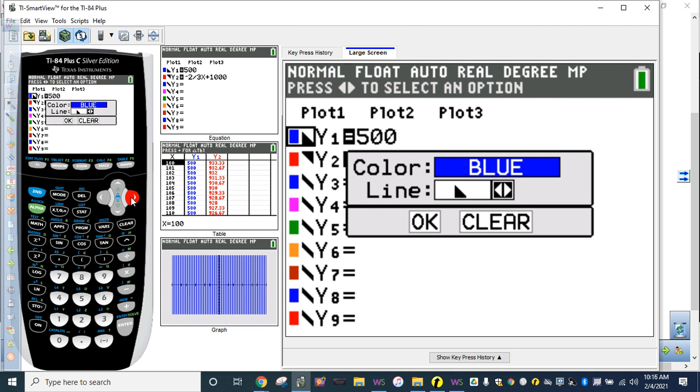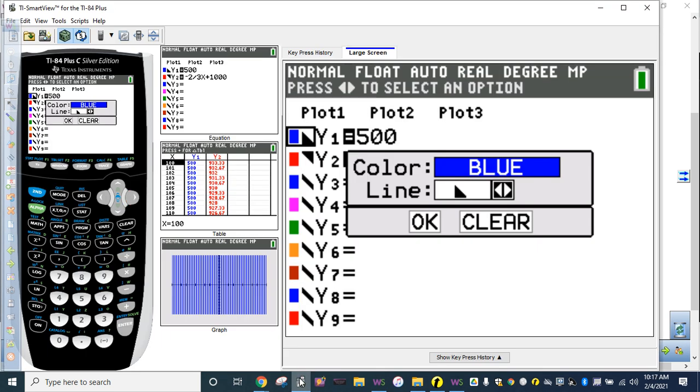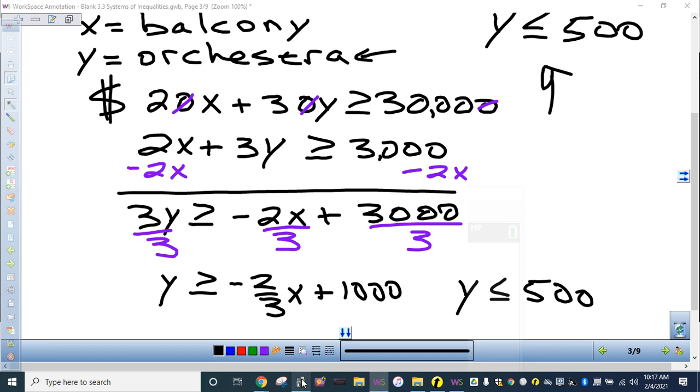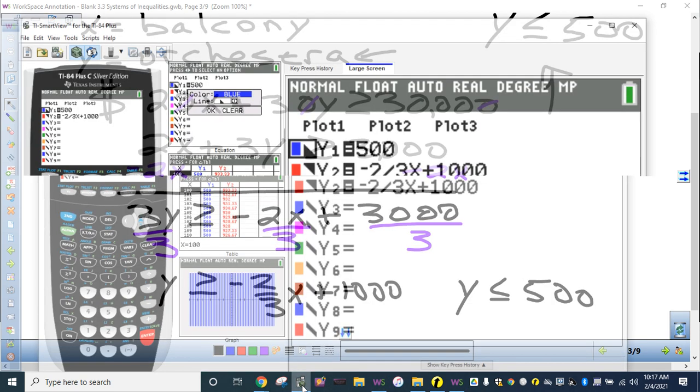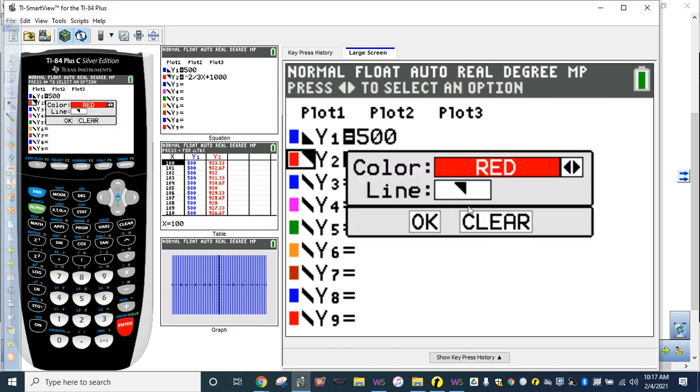So I'm going to look and see if I want to shade less or greater than 500. I want less than 500. So I'm good. Just go down and click OK. And then I want greater than 1,000. That one is greater than. So again, to review how to do that, you just go down here till that thing's highlighted, hit enter. If you have an old calculator, keep hitting enter until you get the greater than symbol right here.